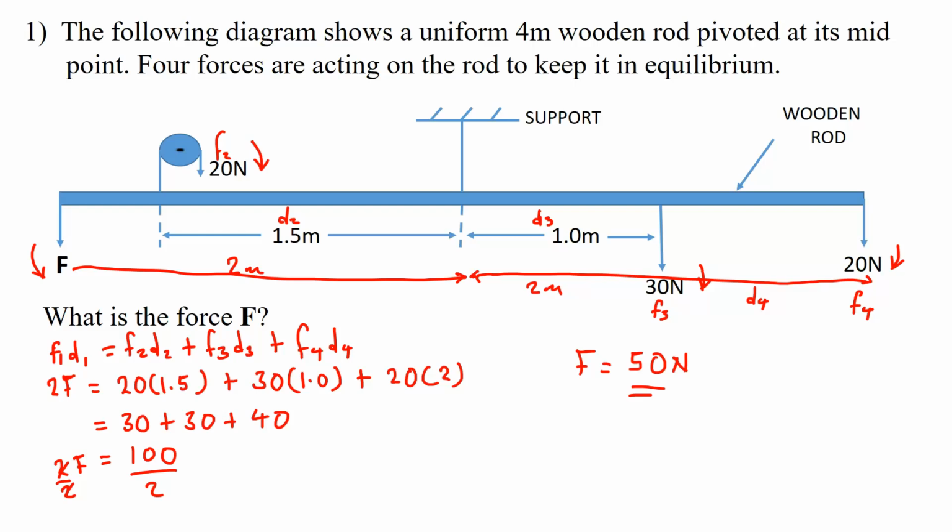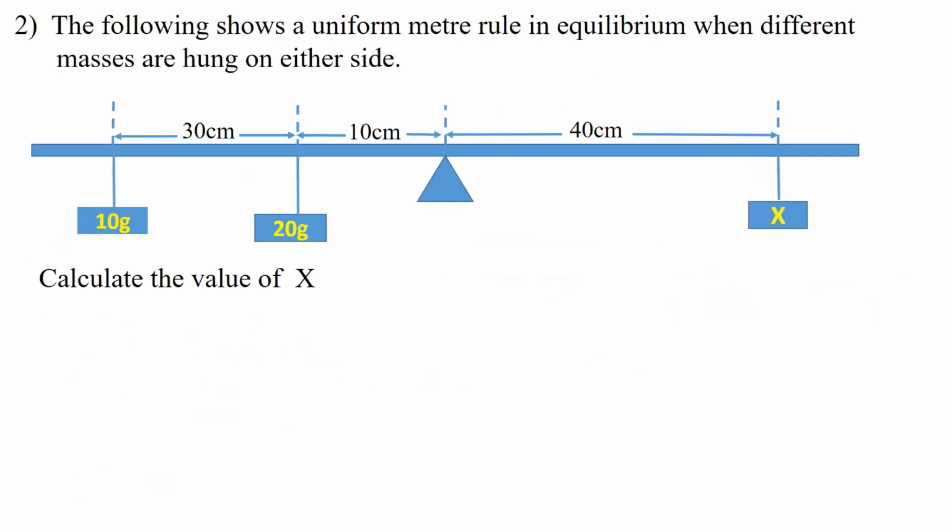We can now move to another question. The following shows a uniform meter rule in equilibrium when different masses are hung on either side. Calculate the value of x.